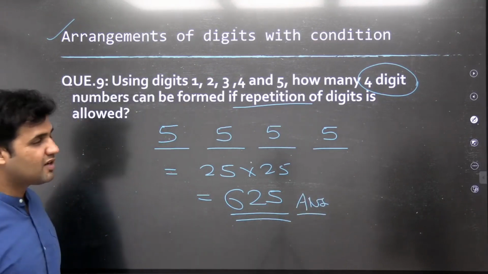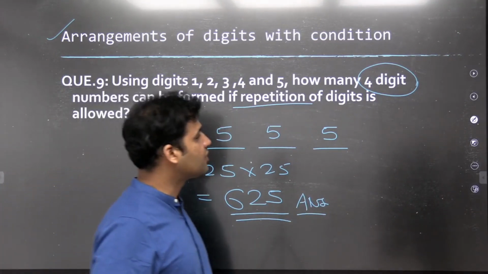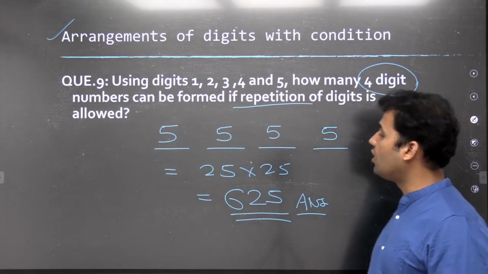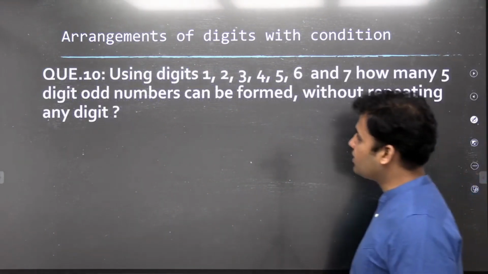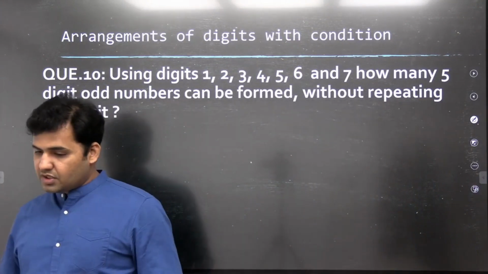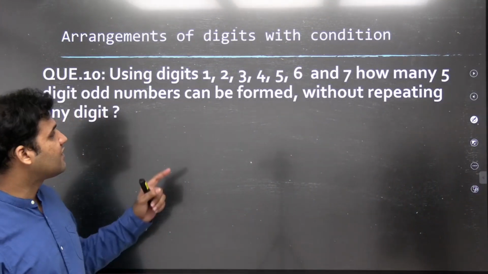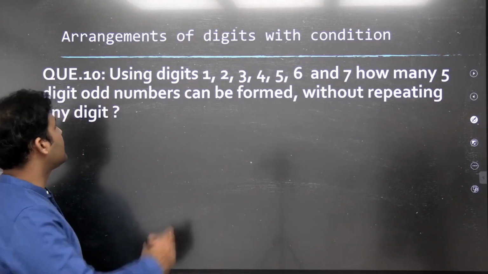Right? So these are very basic questions. We will increase the level of the questions gradually to cover all types of questions. Here is the next question, question number 10. Using the digits 1, 2, 3, 4, 5, 6, 7, how many 5-digit odd numbers can be formed?